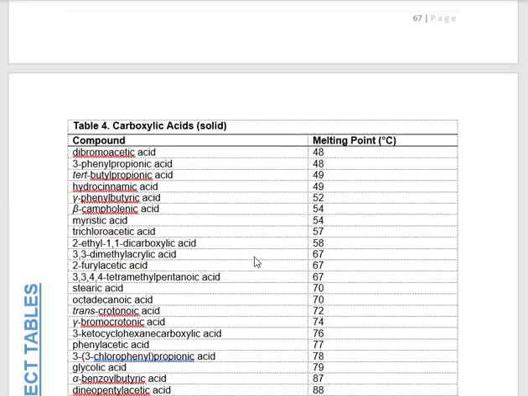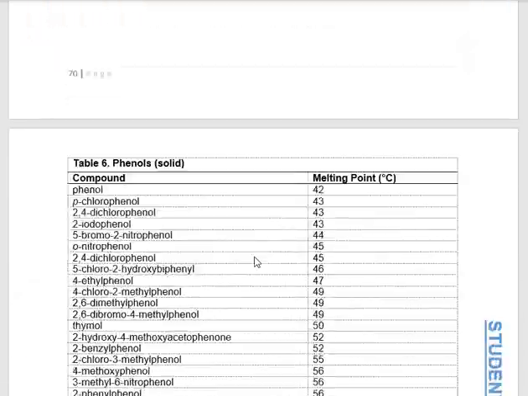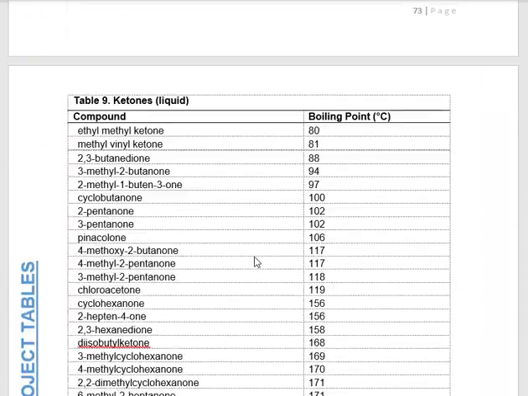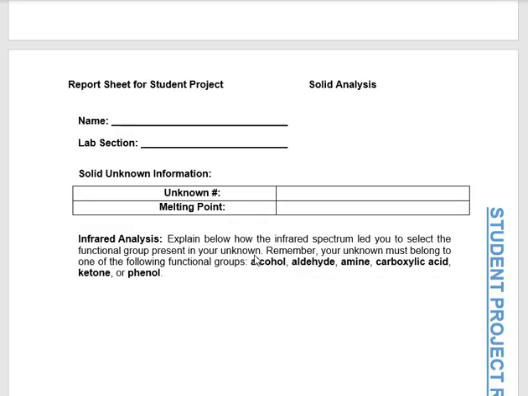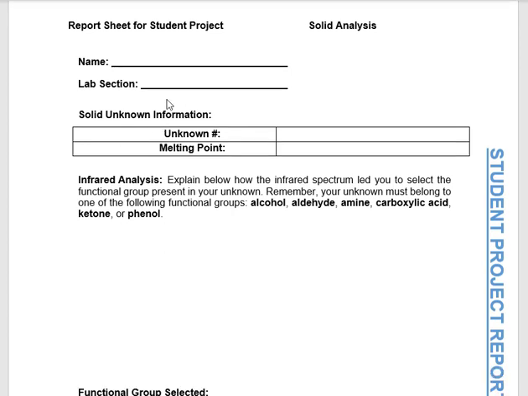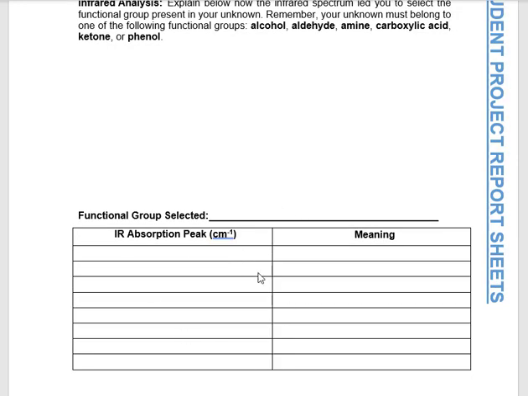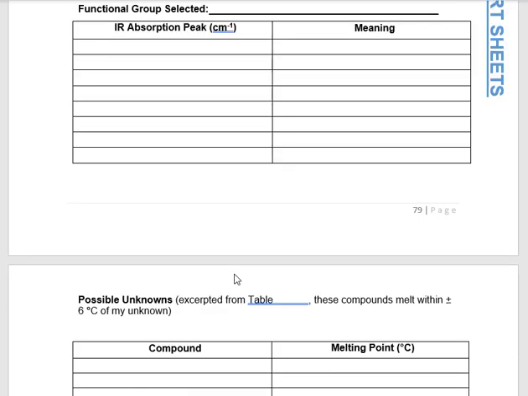At the very end of this posting in the manual, you're going to see forms that you have to fill out. You will have a solid analysis form and a liquid analysis form. For the solid unknown, you're going to put the identity and the melting point. Then you're going to talk about IR, and some more information here for IR. What does it mean? How did you interpret it?